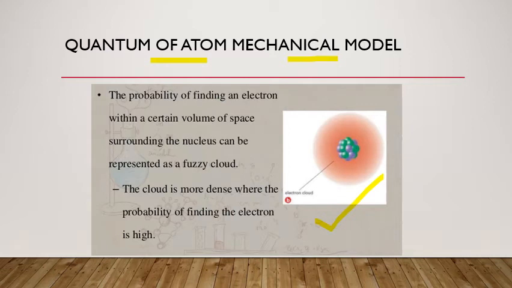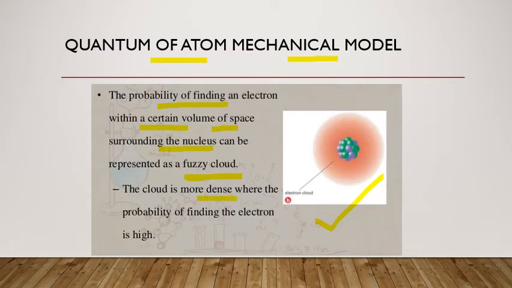Around the nucleus, there is a three-dimensional region where the probability of finding an electron within a certain volume of the space surrounding the nucleus can be represented as a fuzzy cloud. So it's a three-dimensional fuzzy cloud where the probability of finding an electron is maximum. That is the concept. This three-dimensional region is called the atomic orbital.